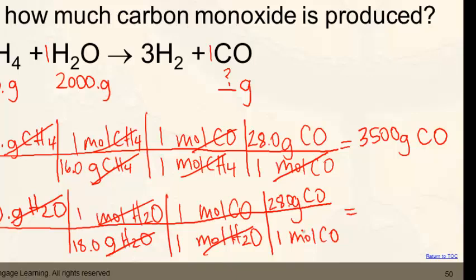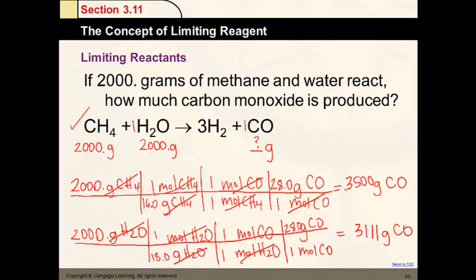So 2,000 times 28 divided by 18, and I get 3,111 grams of carbon monoxide. Now, what is the correct answer? Because they're both the same thing. They're grams of carbon monoxide. Well, it's the smaller amount.